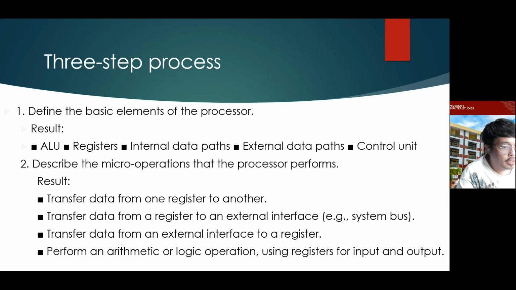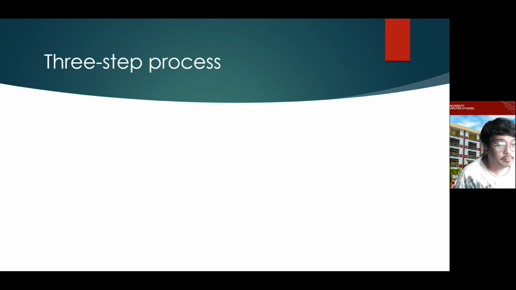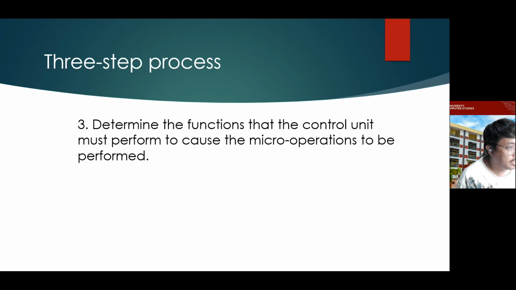Now we can show the way the control unit functions. We can now proceed with the third process: determine the functions that the control unit must perform to cause the micro-operations to be performed.